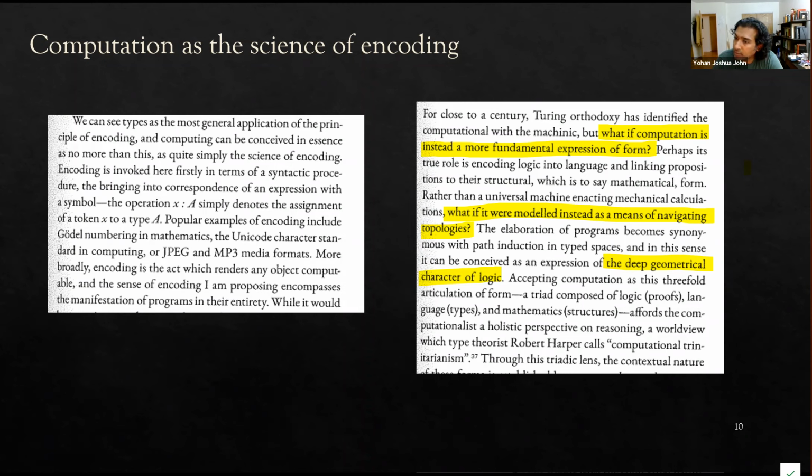The elaboration of programs becomes synonymous with path induction in type spaces. And in this sense, it can be conceived of as an expression of the deep geometrical character of logic. So having made these links between logic and space, you can take one more step and say all of computation involves moving around in a suitable space. And I think Andrew's point is, if all of this is mainly equivalences, does it actually work? Are there types of computation that don't map onto this? That is the question.